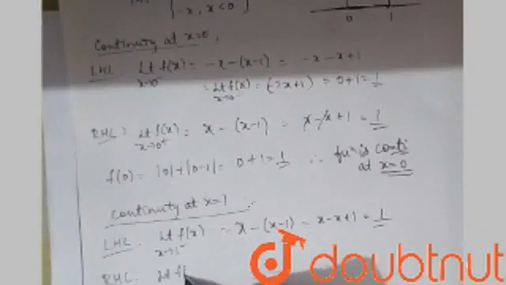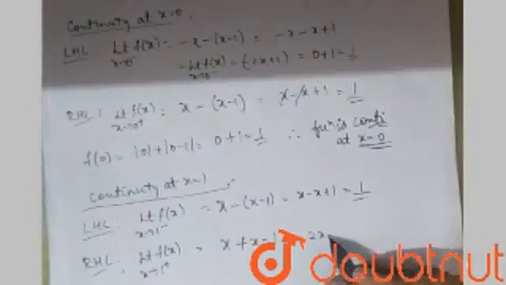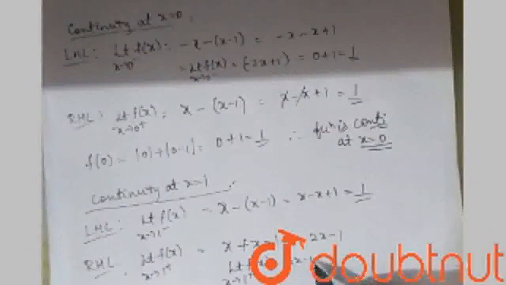What about RHL? The limit of f of x as x tends to 1 plus, towards the right of 1. Here both quantities are positive, so it becomes x plus x minus 1, which is 2x minus 1. Putting in 1, we get 2 minus 1, which is 1. So LHL is 1 and RHL is also 1.